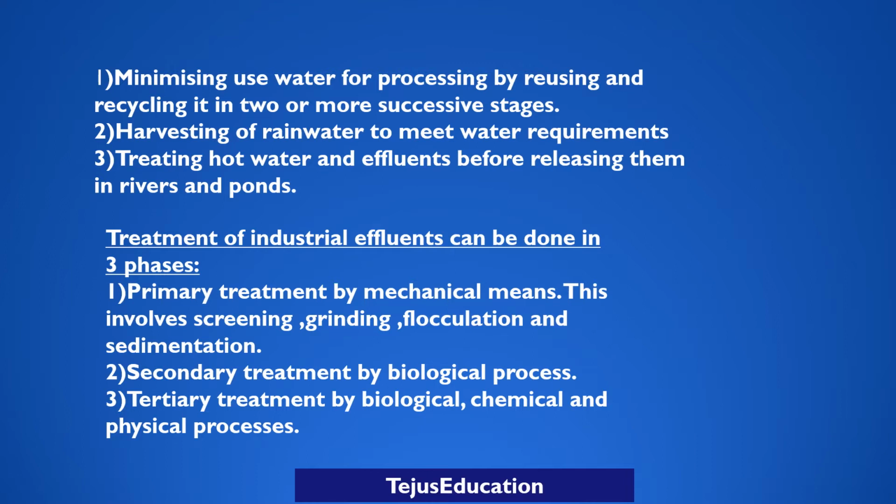Secondary treatment by biological process. Anaerobic and aerobic bacteria act on them. Tertiary treatment by biological, chemical and physical process. Chemical, we can add chemicals to kill these dead or deadly bacteria, and physically we can remove them. So these are the 3 ways treatment of industrial effluents. Please learn nicely.